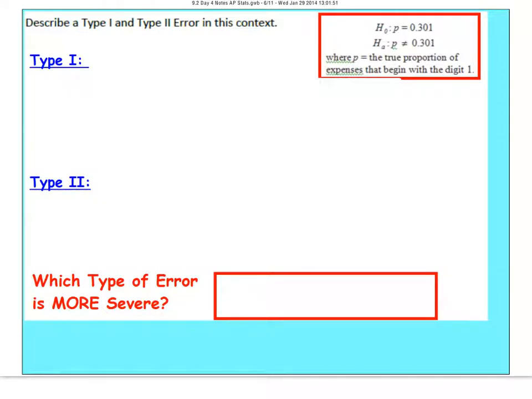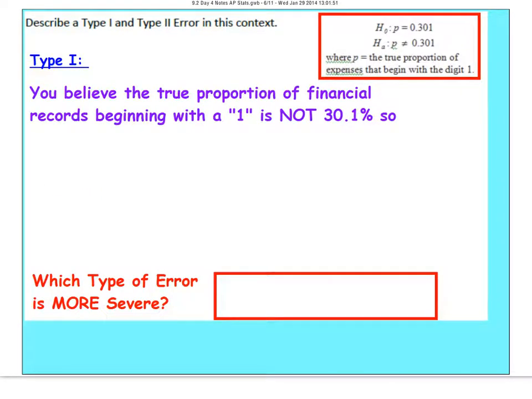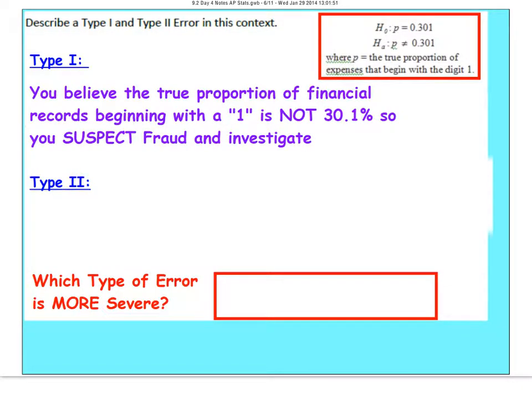The issue might be this, that you believe the true proportion of financial records beginning with a 1 is not 30.1, so you suspect fraud and investigate. But the problem is everything's probably okay and there isn't fraud, but we're sitting here wasting our energy and we're going to investigate further when we don't want to or don't need to.